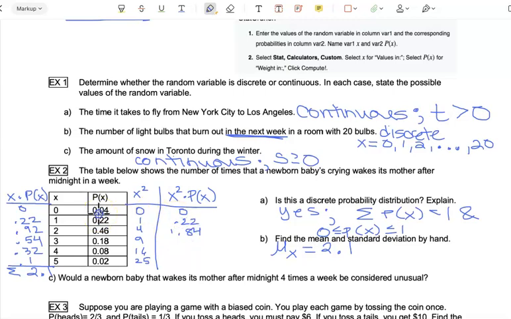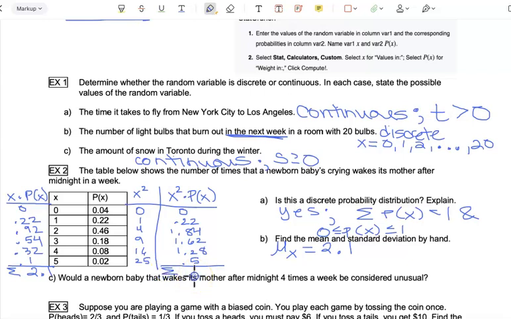I've got 0.18 times 9, which is 1.62. 0.08 times 16, which is 1.28. And then 0.02 times 25, which is 0.5. So these are the x squared times p of x values. So I need the sum of all of those.